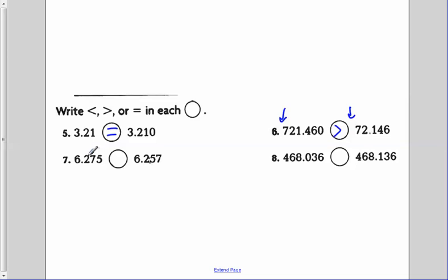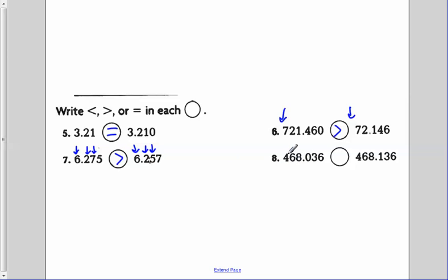Now I look at number 7. I have 6 and 275 thousandths compared to 6 and 257 thousandths. So let's look at our place values. I have a 6 in my ones place. And then I have a 2 in my tenths place in both. And then in my hundredths, I have a 7 in this one, and then I have a 5 in the other one. Well, the 7 is greater than 5 in my hundredths, so that must mean that 6 and 275 thousandths is greater than 6 and 257 thousandths.